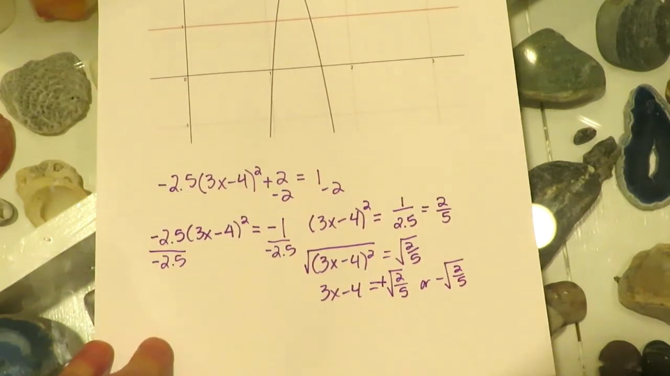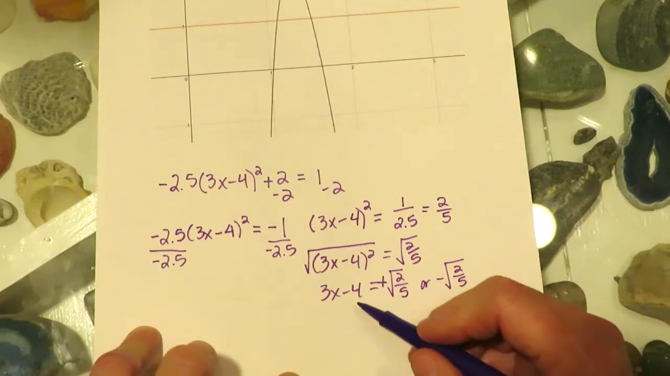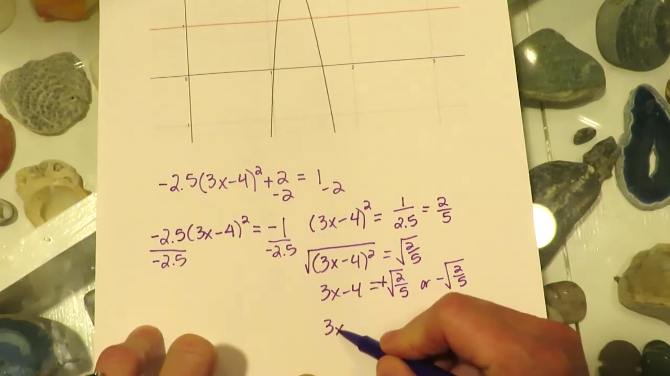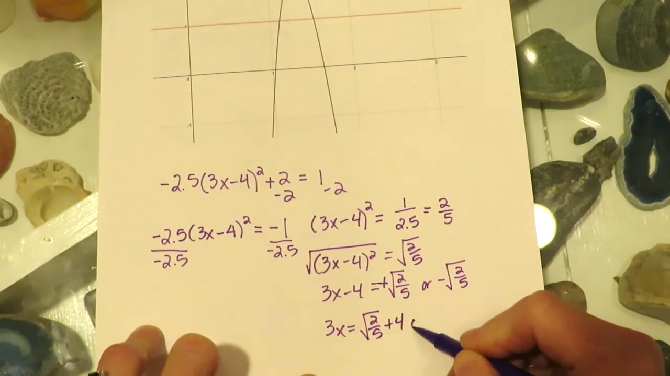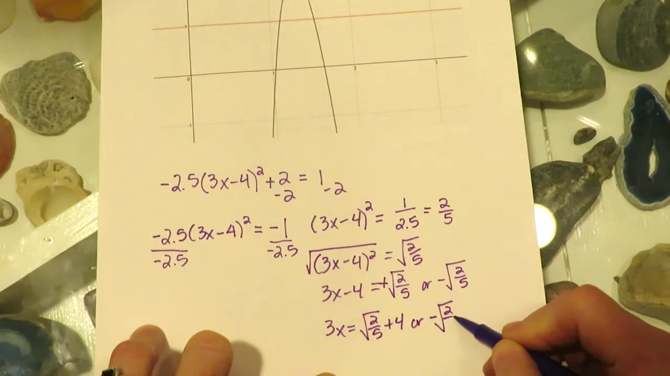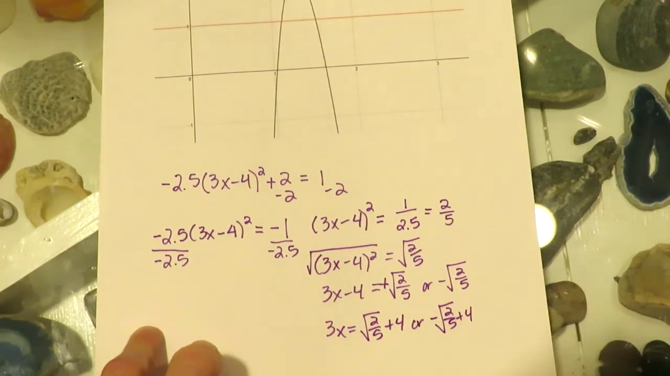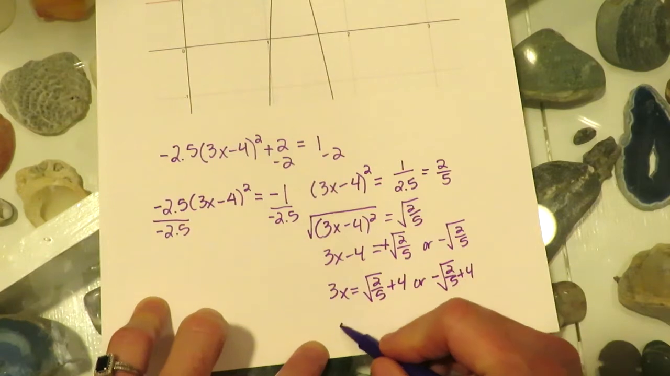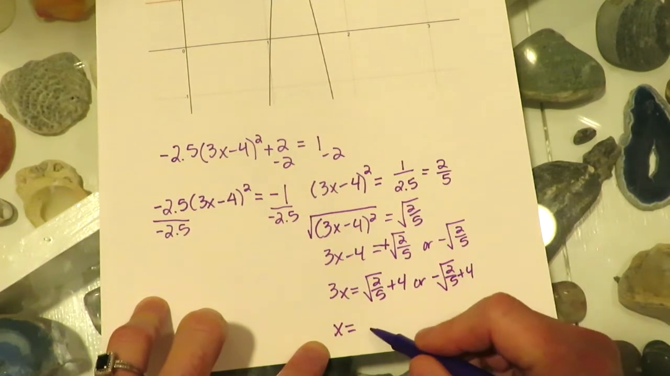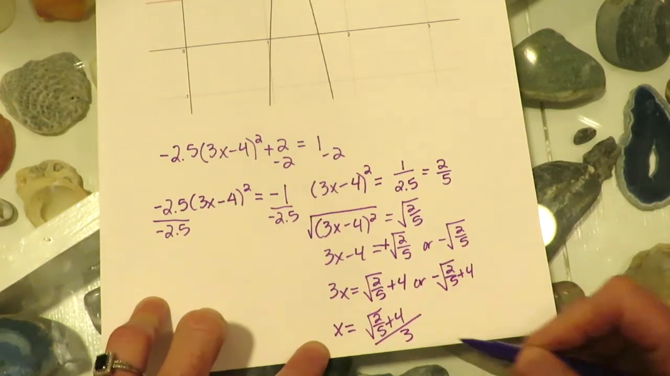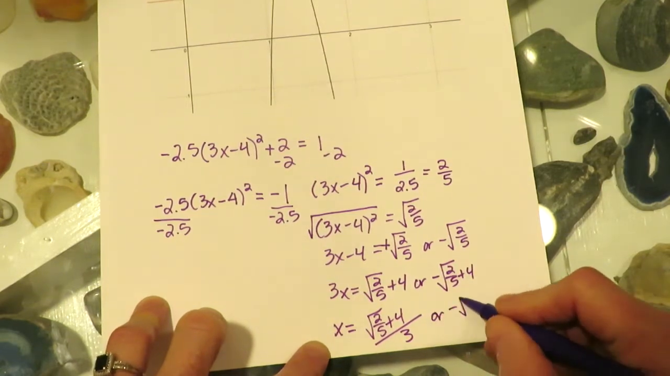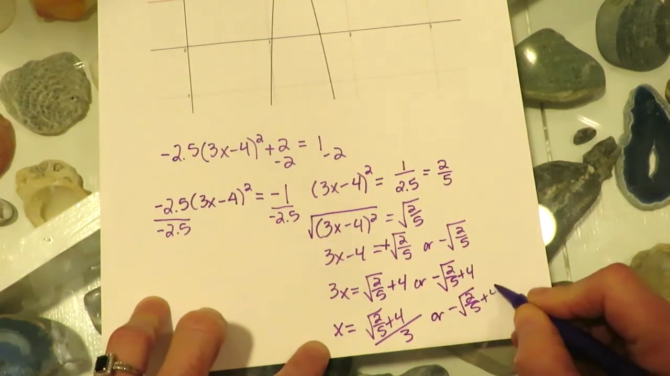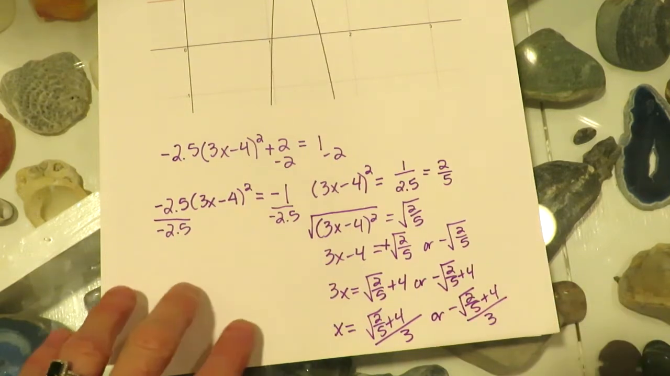I'm still trying to solve for x, so I now want to add 4, so I will get 3x is equal to the square root of 2/5 plus 4, or negative square root of 2/5 plus 4. And then, to get x completely isolated, I will divide that by 3. So I will get the square root of 2/5 plus 4, divided by 3, or the opposite of the square root of 2/5 plus 4, divided by 3.